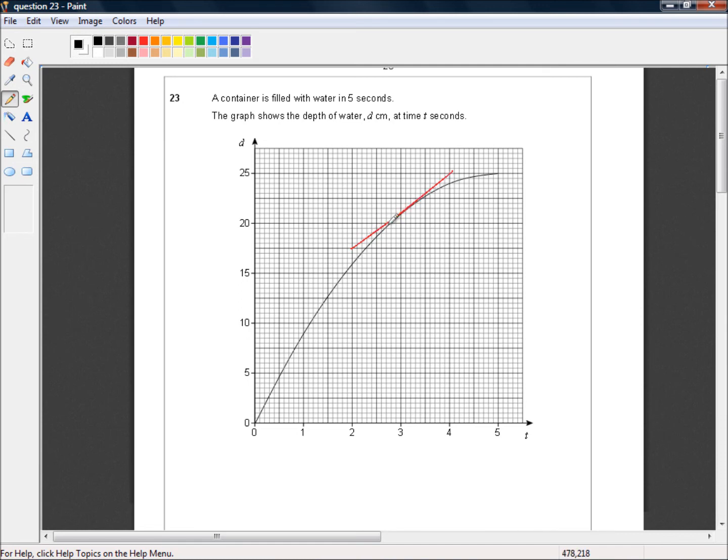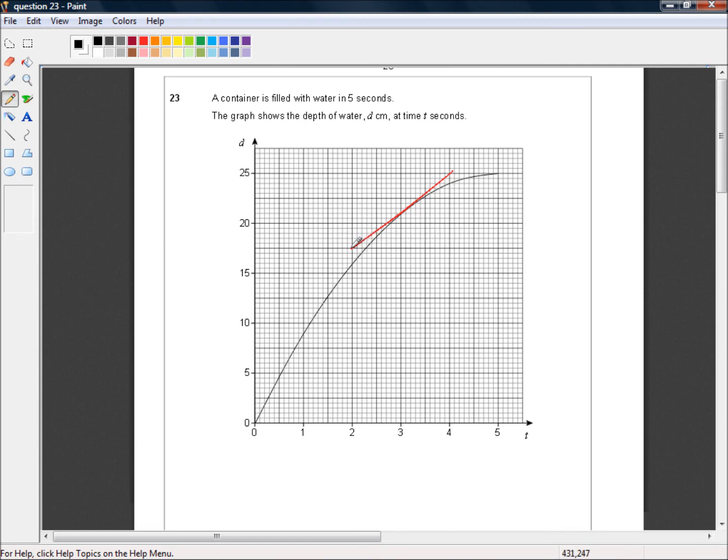So you're going to want to get your clear ruler that you can see through, and adjust it so that it just touches the curve at one point only, and that one point must be at the 3 second mark. And from here on in we can just measure the gradient of this curve, and that's measured by the rise, which is how high it goes, divided by the run, which is how far across it goes.